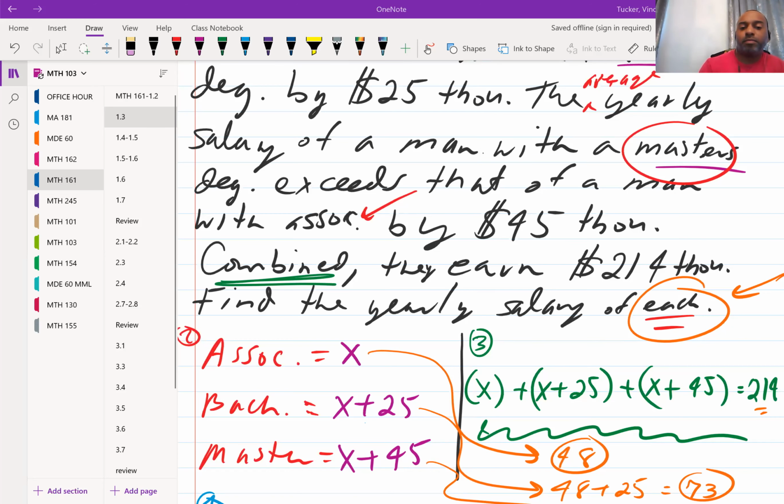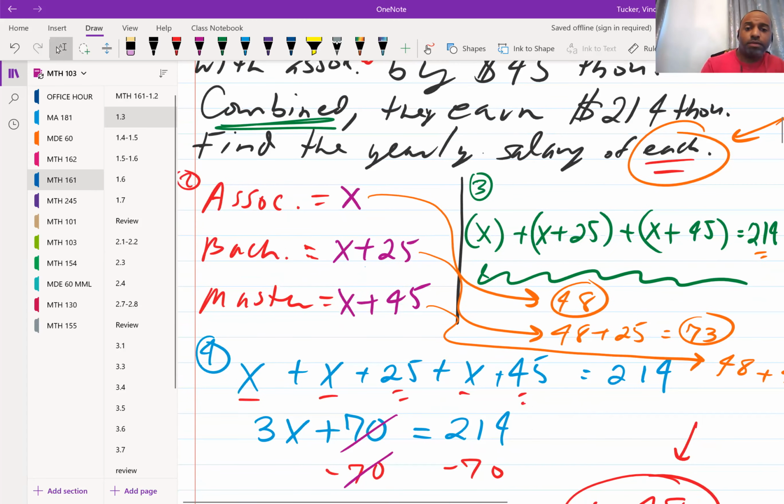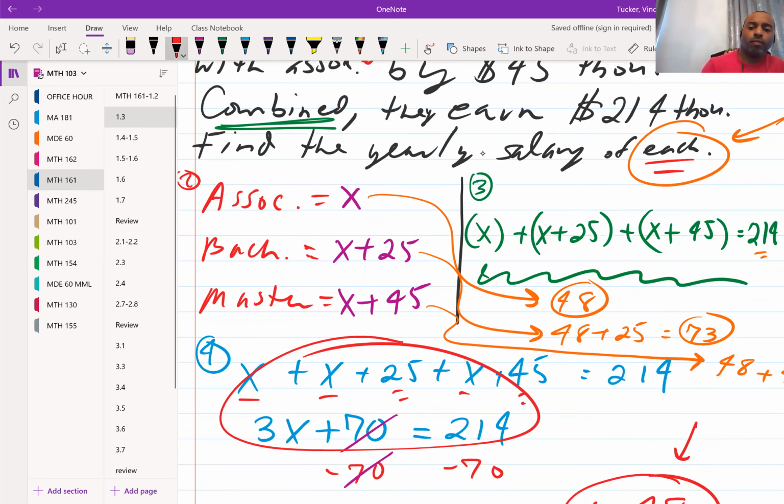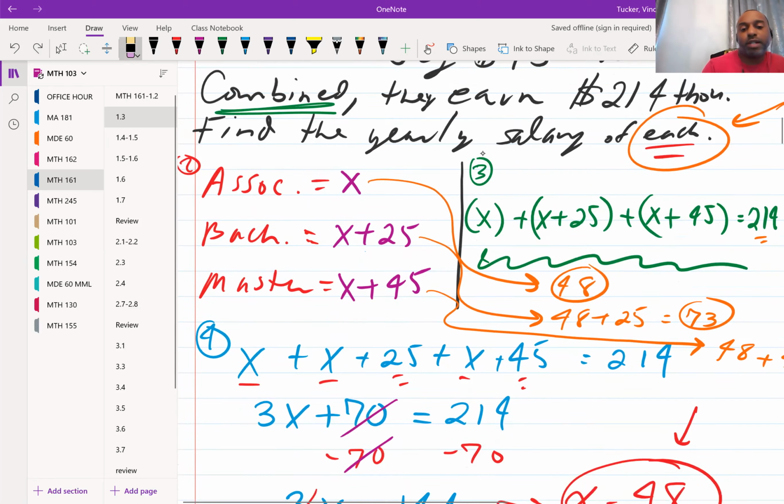All right. So now combining your like terms, going to step 4, we're going to solve in the blue. x + x + x is 3x. And then 25 plus 45 is 70. Now we can continue our solving process by subtracting 70 from both sides.